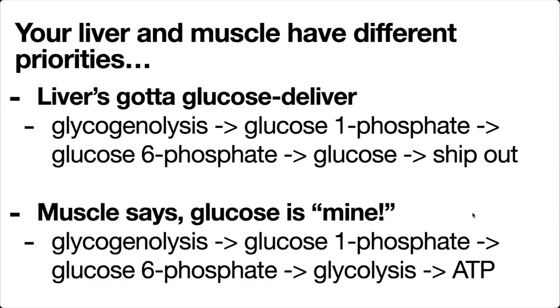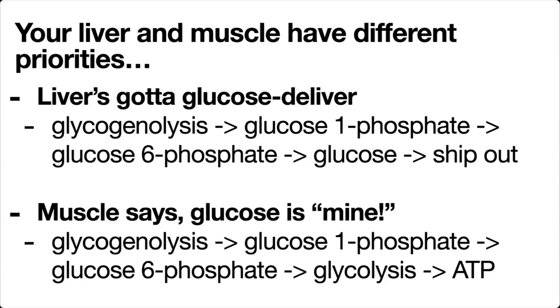Your liver has the role of regulating blood sugar throughout the body. It's got to be able to respond to low blood sugar and to let glucose out into the bloodstream. And it's got to be able to, if there's high blood sugar, take that sugar in. Your muscles are also going to take glucose in, but they're going to store it for themselves in glycogen. And then when they need energy, they'll break down that glycogen in order to get glucose that they'll use for themselves.